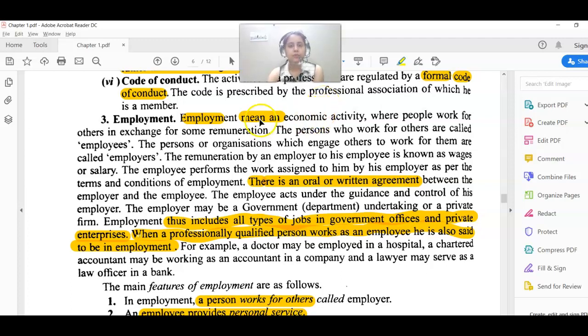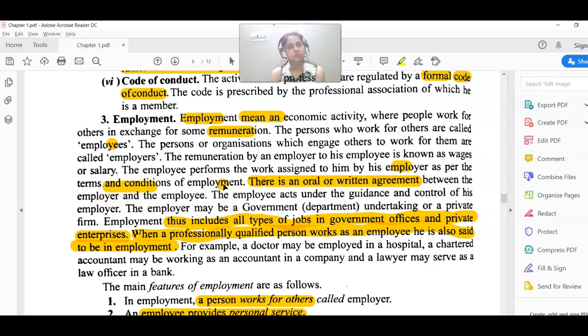Let's read it. Employment means an economic activity where people work for others in exchange for some remuneration. The persons who work for others are called employees. The person or organization which engages others to work for them is called an employer. The remuneration paid by an employer to his employee is known as wages or salary. The employee performs the work assigned to him by his employer as per the terms and conditions of employment.